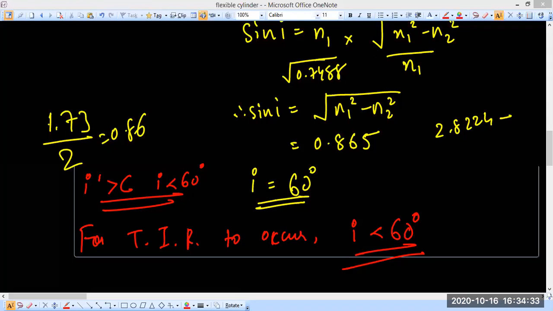Total internal reflection in nature and its technological applications. Frankly, mirage is not total internal reflection. It is only internal reflection.